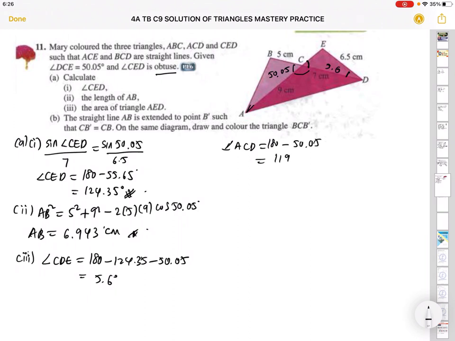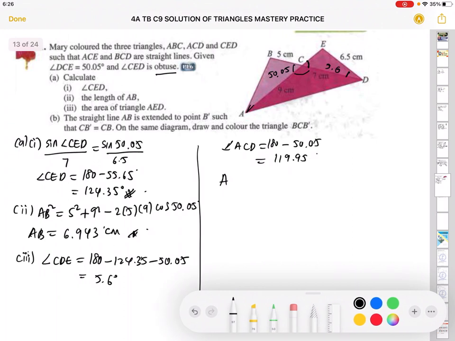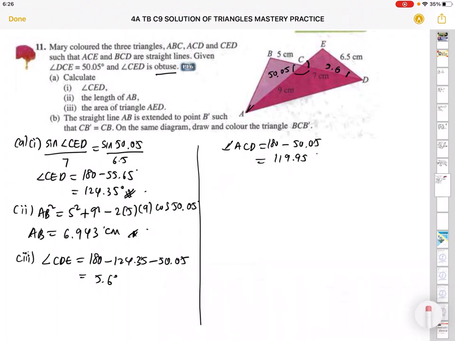Yeah, find the area of all three triangles and we add up. Okay, so the first triangle is ABC. Second triangle is ACD. Third triangle is CDE.